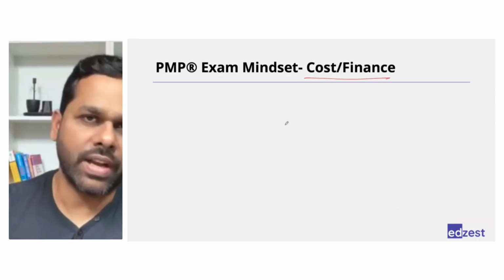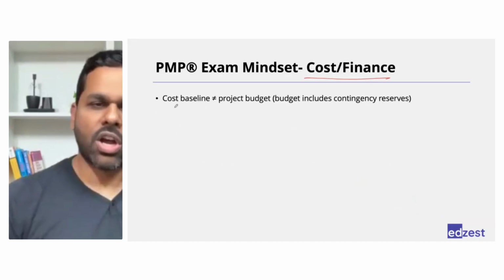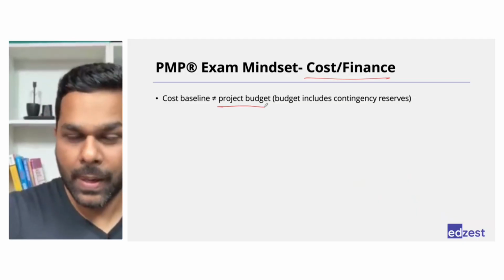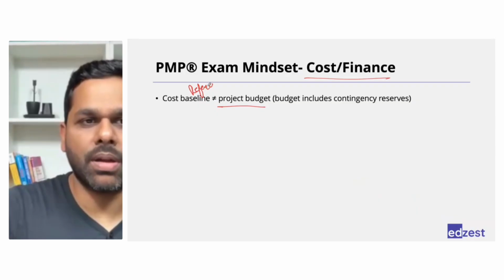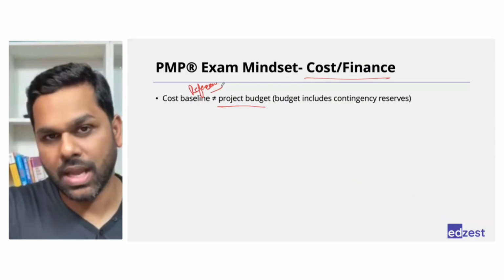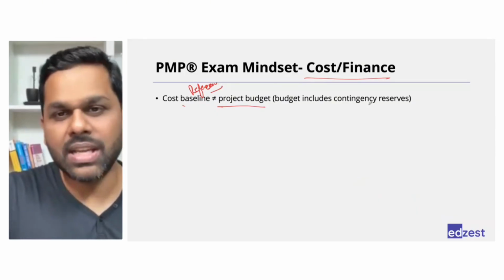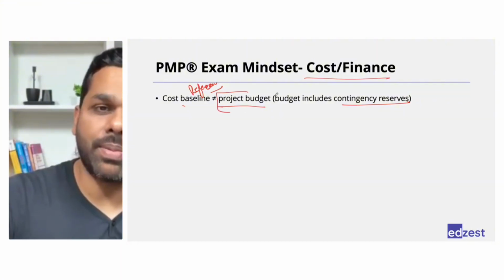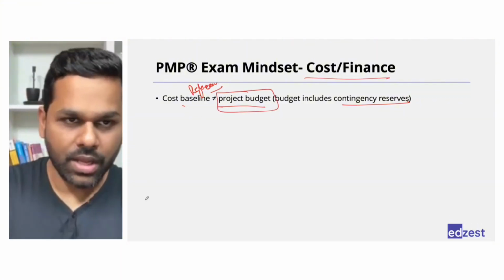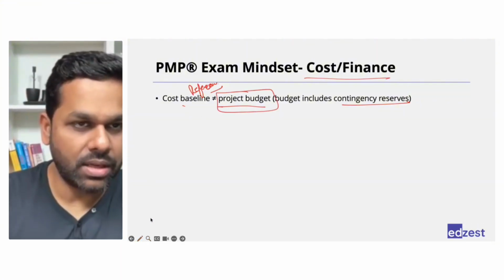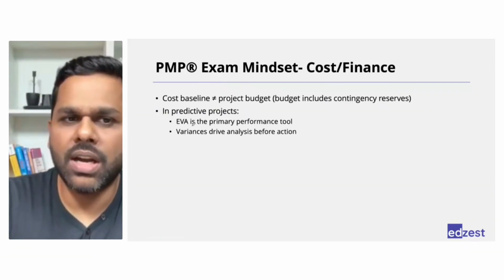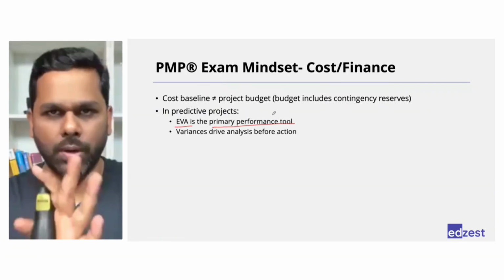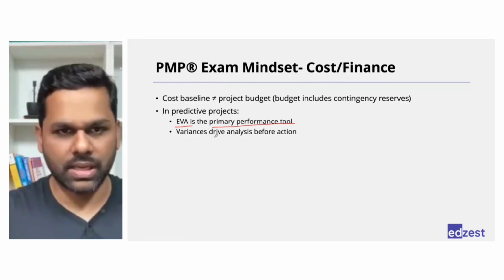Third part is your cost or finance. Right? Cost baseline is not project budget. It's just a reference against which you measure your performance. Add contingency reserve to the cost baseline, then it becomes a project budget. Okay, so contingency reserve must be added in the cost baseline. Then in predictive projects, earned value analysis is the primary performance tool. Right, so we know this, we have discussed it.